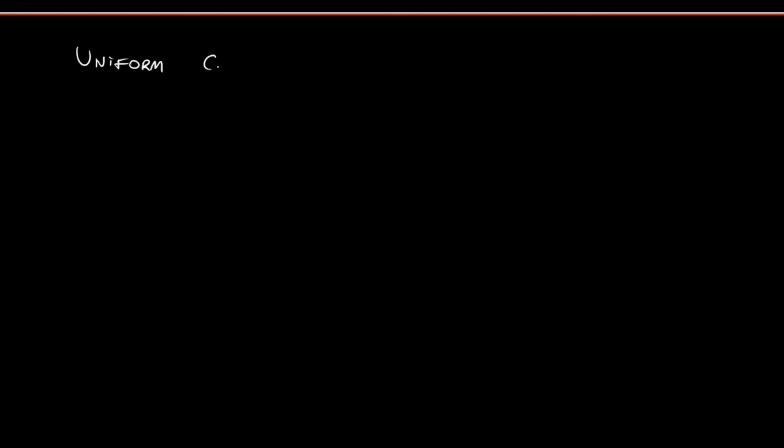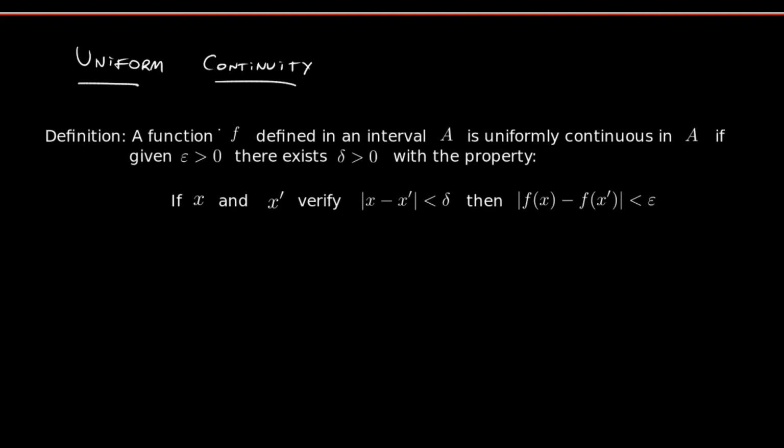In this video we're gonna talk about uniform continuity. So, given a function f that is defined in an interval, we say that f is uniformly continuous in the interval a if, given an epsilon greater than 0, we can find a delta greater than 0 with the property that if x and x prime verify that the distance between them is smaller than delta, then the absolute value of f of x minus f of x prime is smaller than epsilon.